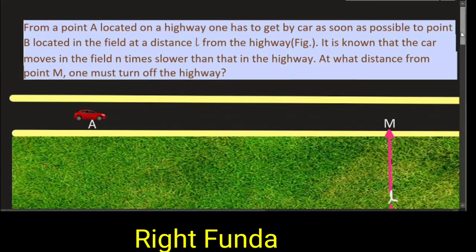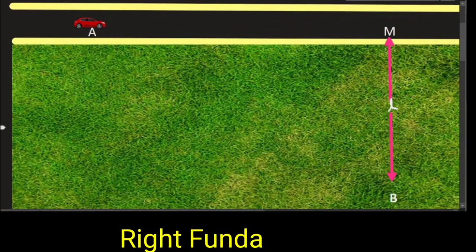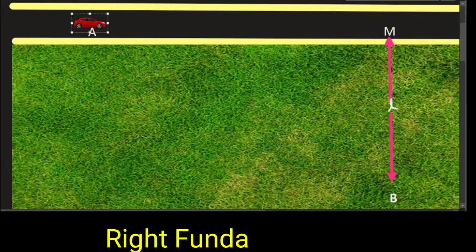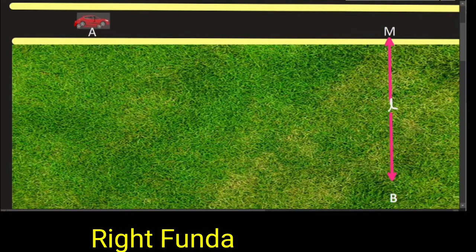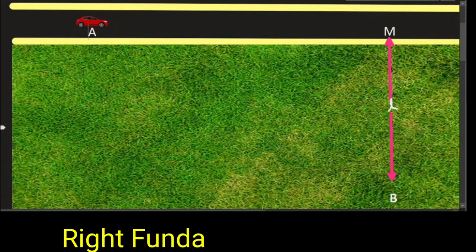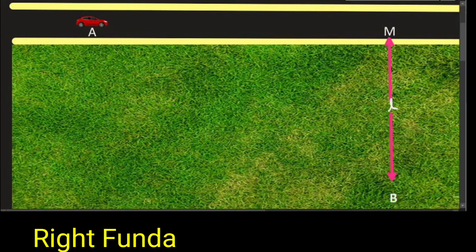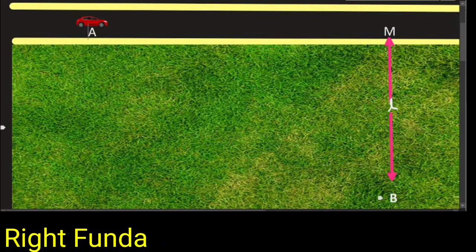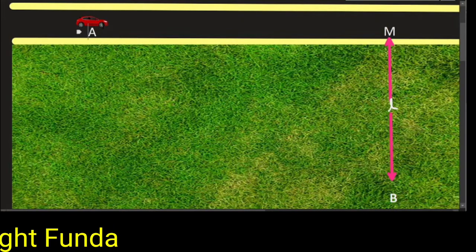So what the question is saying is that this is the highway, and on this highway there is a car here, and the car can move on the road, and the car wants to go from this point A to this point B. But the intention of the car is to reach as early as possible. Suppose there is some emergency at B, and you want to reach as early as possible, in the shortest possible time. So the question is asking where it will take the turn.